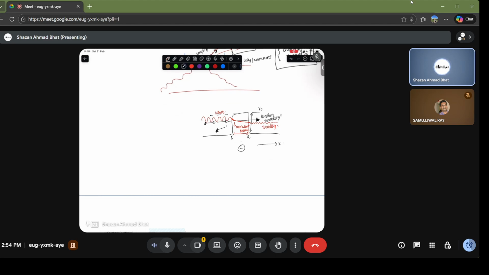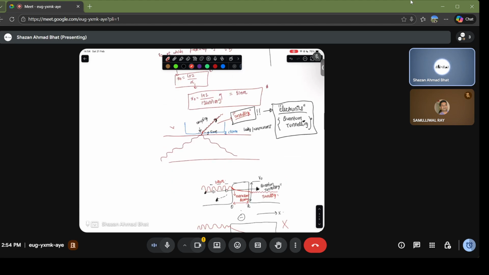But if you make this barrier large, something like this, if you increase this from 0 to 2a, then what you're going to see is that if the electron is coming here, it's going to leak and decay, and you're not going to get anything here. And that is exactly the same story I've told you here.